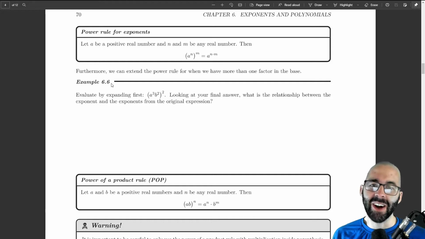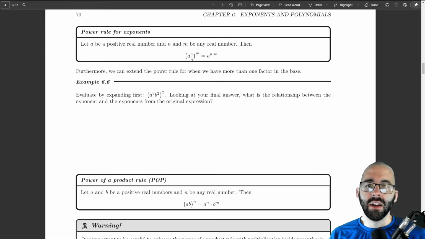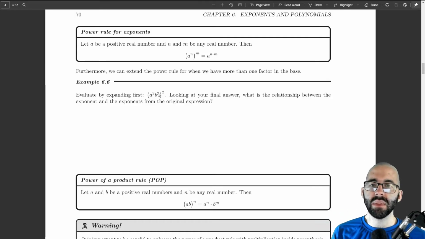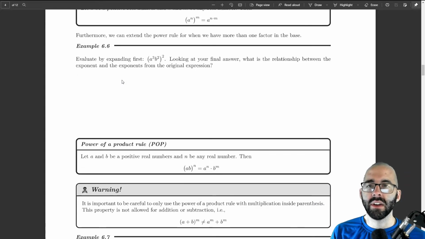So let's talk about the power rule. As long as everything is well behaving, if we have an exponential function and an exponent on the outside of parentheses, then we multiply those exponents together. Okay? And this works when there's multiple stuff on the inside as well. Just do it for each one. So let's do example 6.6 together.